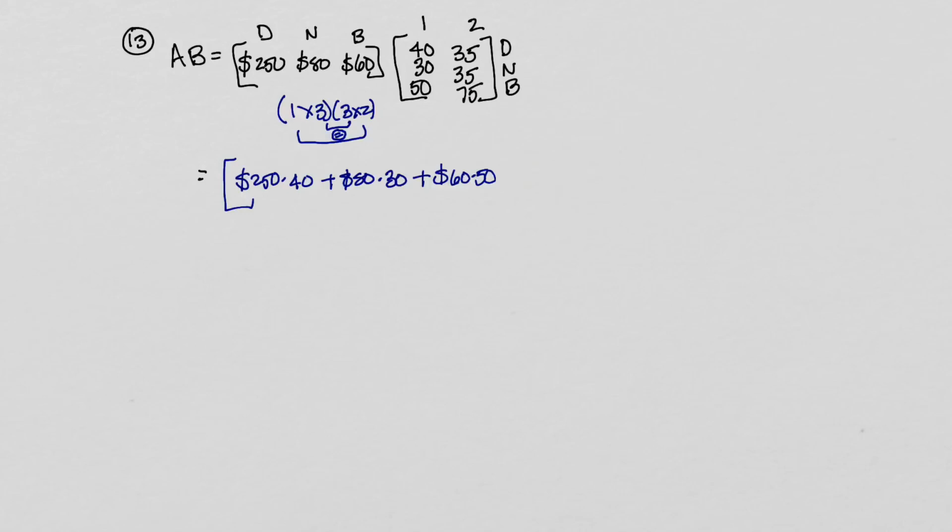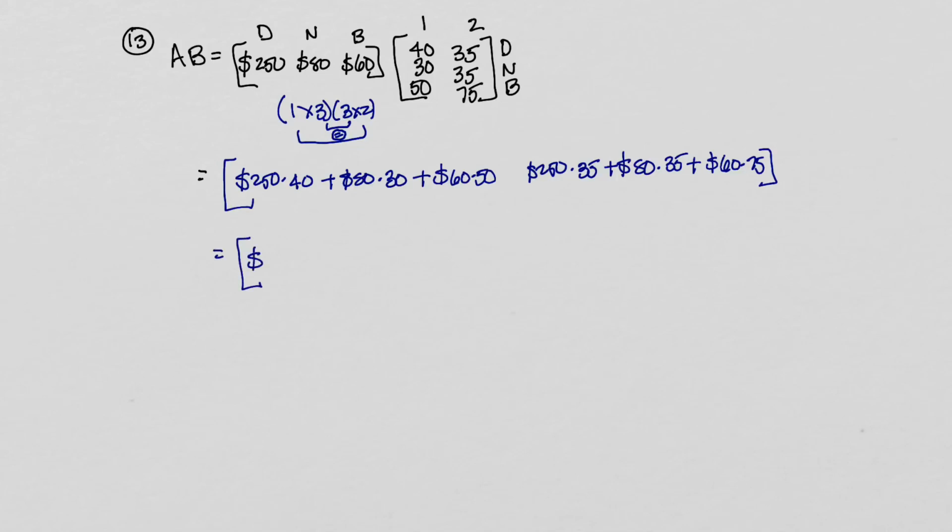So let's keep going here. We're going to have first and first, second and second, third and third. Let's see what we get. We're going to get $250 times 35 dressers, plus $80 times 35 nightstands, plus $60 times 75 bookcases. All right, and when I multiply and add these, here's what I got.